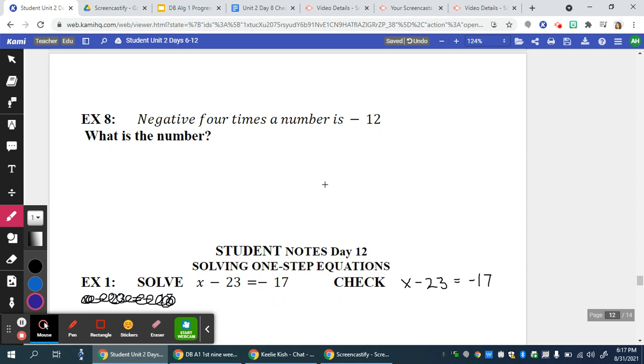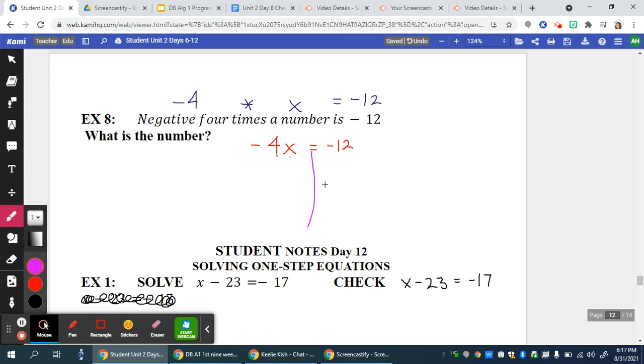Last one, example 8, write the equation and solve. So negative 4 times a number, which would be x, is negative 12. So our equation, let's do that in red, would be negative 4x, because next to each other means multiplying, equals negative 12.